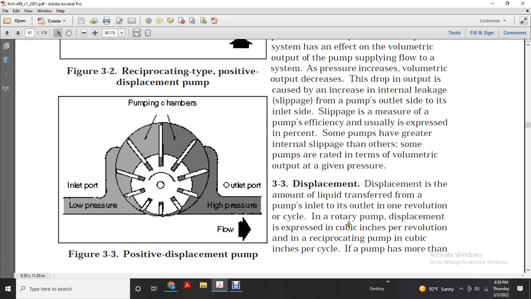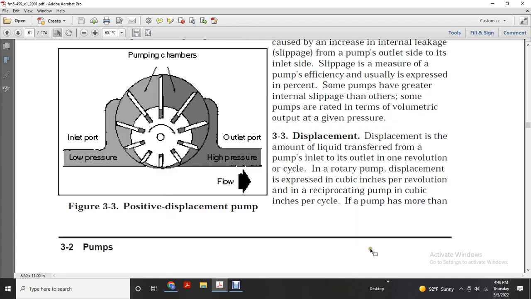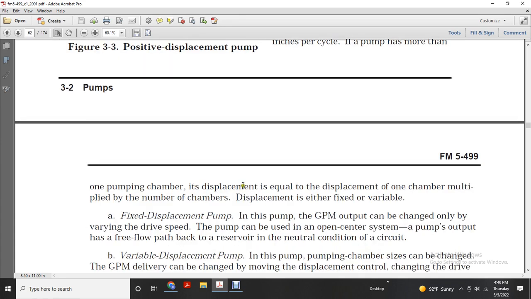Rotary pump displacement is measured in cubic inches per revolution. In a reciprocating pump, it is cubic inches per cycle if the pump has more than one pumping chamber. The displacement equals the displacement of one chamber multiplied by the number of chambers. The displacement is either fixed or variable.